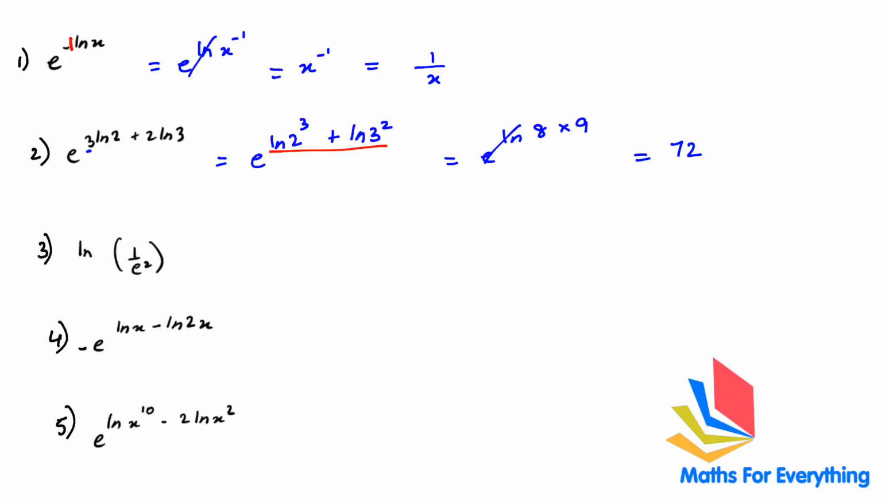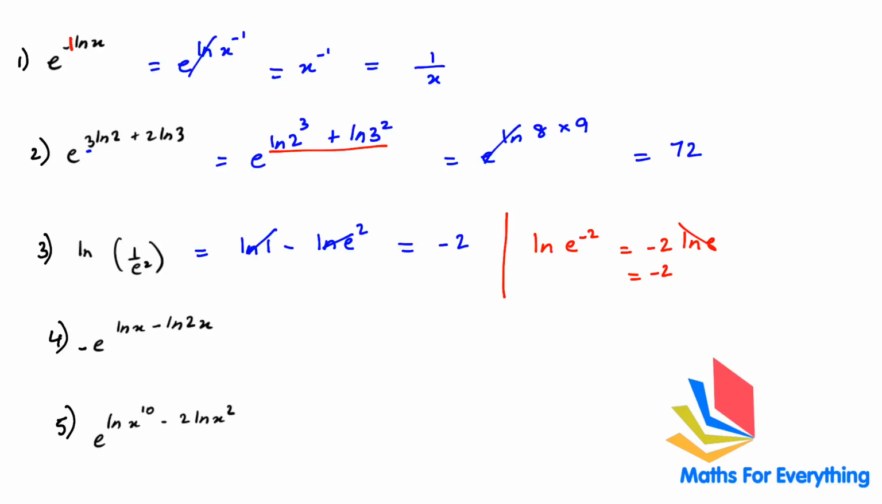For question number 3, we have a division. So ln 1 minus ln e to the power of 2. ln 1 is cancelled. ln e is cancelled. So what are we left with? Negative 2. There is another way to solve this also. It depends on your understanding. We could have written it as ln e to the power of negative 2. And the power goes in the front, correct? Negative 2 ln e. ln e gets cancelled and the answer is negative 2.